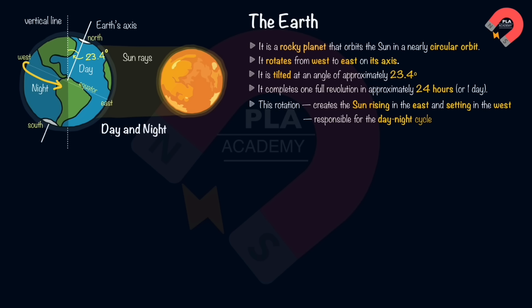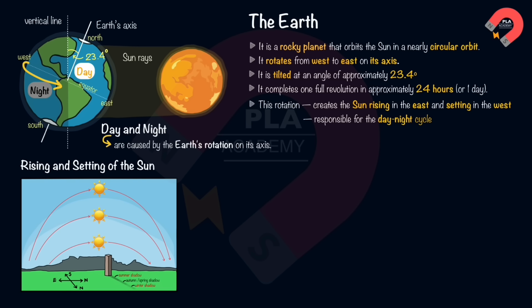Day and night. Day and night are caused by the Earth's rotation on its axis. The side of Earth facing the Sun experiences day, while the opposite side experiences night. Rising and setting of the Sun. This rotation also makes the Sun appear to move across the sky from east to west.